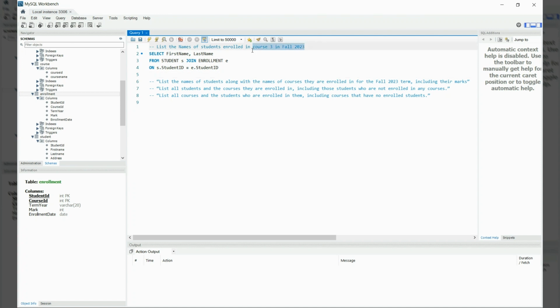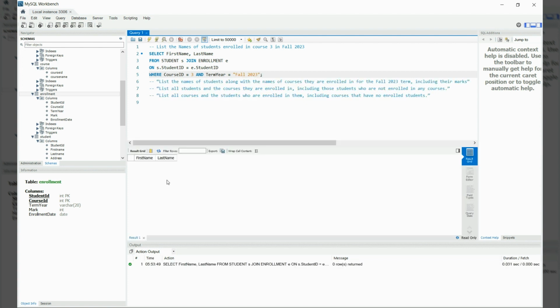Which means you have a condition here. You have a condition where it says course ID is equal to 3 and fall 2023 is your term year. So we write here fall 2023 when you try to retrieve the information. Okay, so whenever you're writing here, you can see we have given aliases.